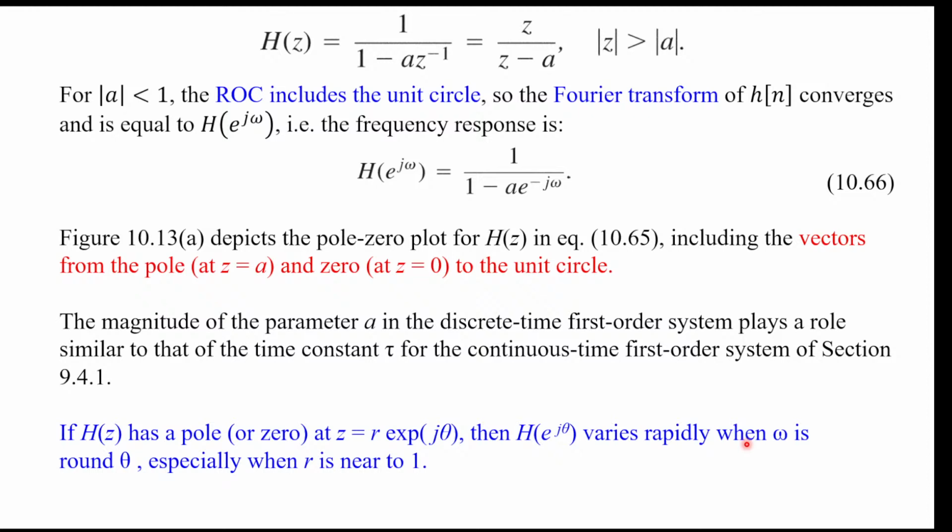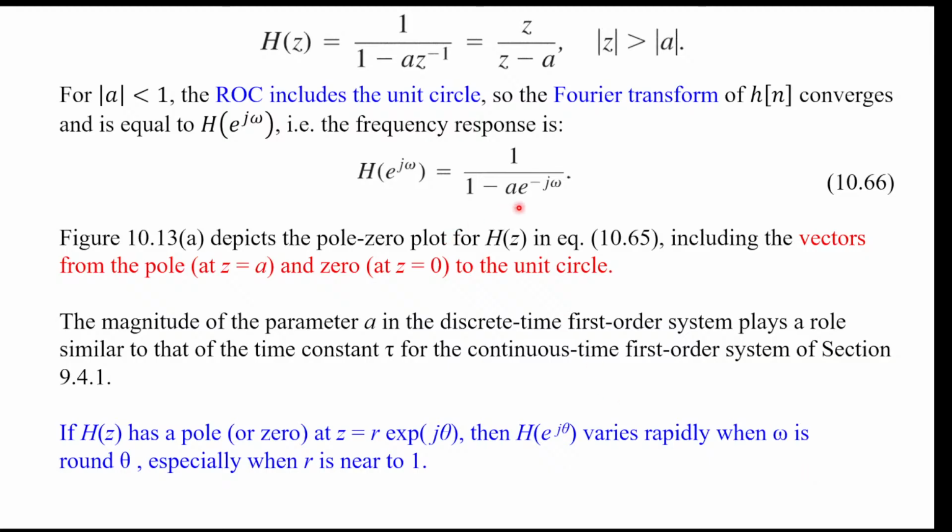Okay. And if you want to have a Fourier transform, then A should be less than 1. And so the ROC will include the unit circle. And in that case, the frequency response will be this thing with z set to e to the j omega. So it's 1 over 1 minus A times e to the minus j omega.